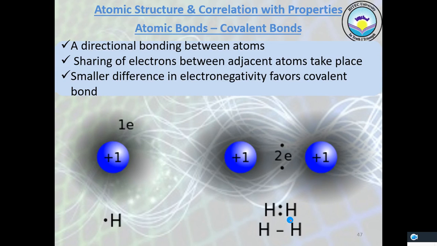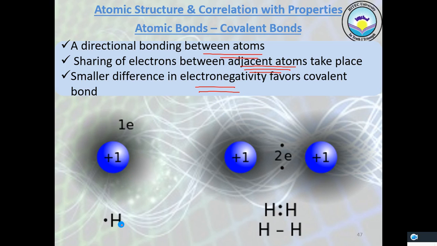Another very important and very strong bond is the covalent bond. It is directionally dependent. So it is a directional bonding between atoms, and there will be sharing of electrons between adjacent atoms. So there will be sharing of electrons in case of covalent bond. Smaller difference in electronegativity favors covalent bond. So if there is larger electronegativity difference, it will prefer ionic bond. Okay. So look here at the example.